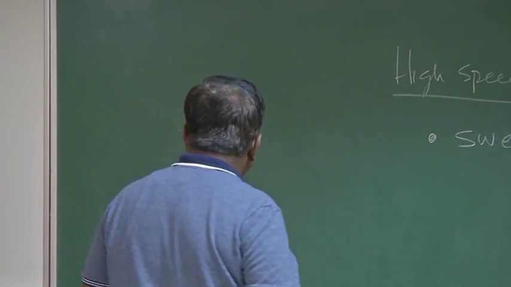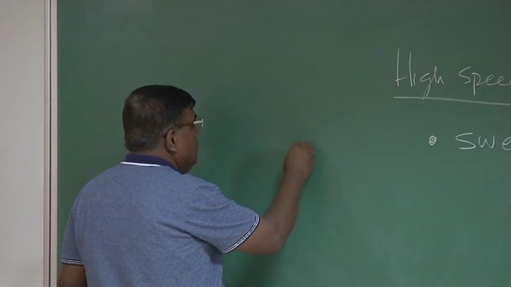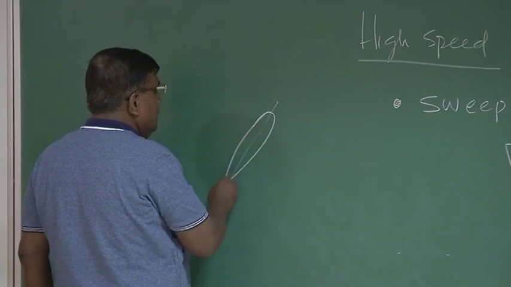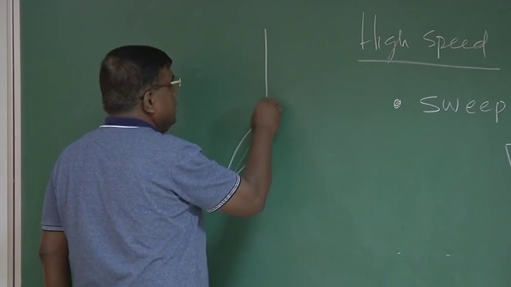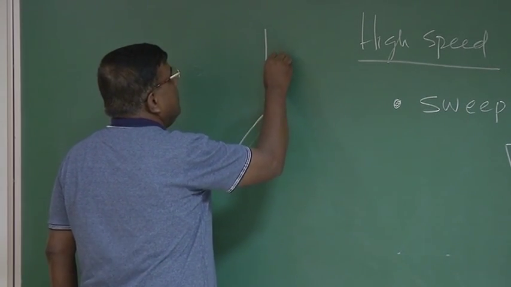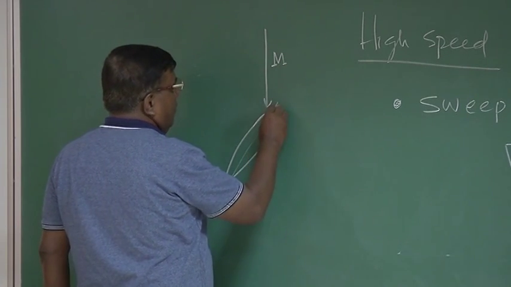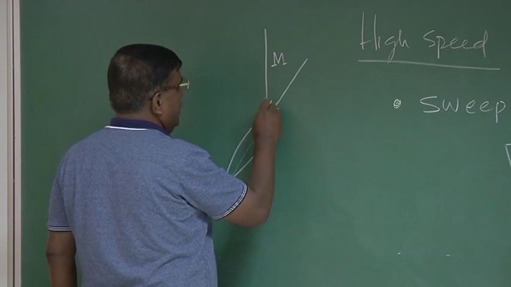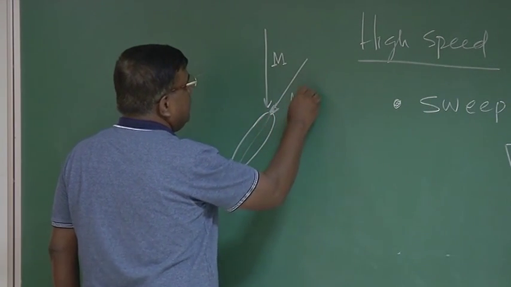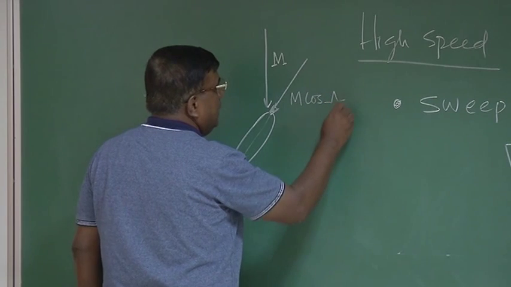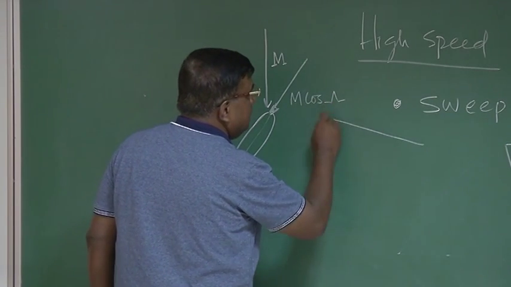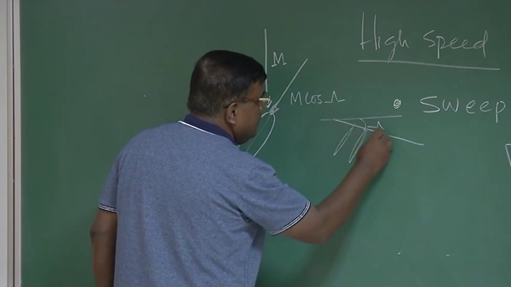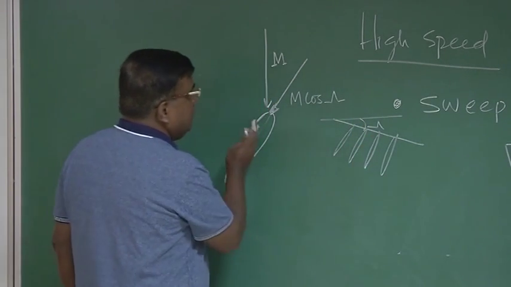So what is done? Theory is very simple. You stagger the aerofoil in this fashion. Instead of, now see, flow is coming like this. Let's say this is M, the Mach number. What we have understood? It is a normal component, which is M cos lambda. That is, if this is the wing, this is lambda, the sweep angle. That is, aerofoils are stacked like this. The contouring is done like this. So that is what I am drawing.